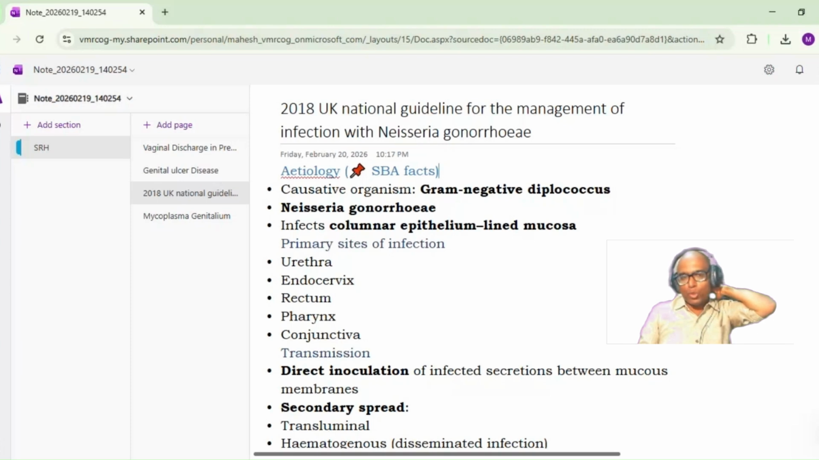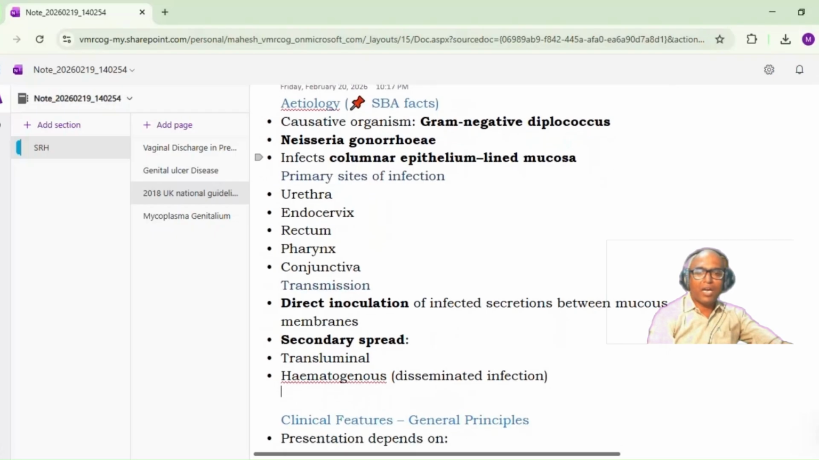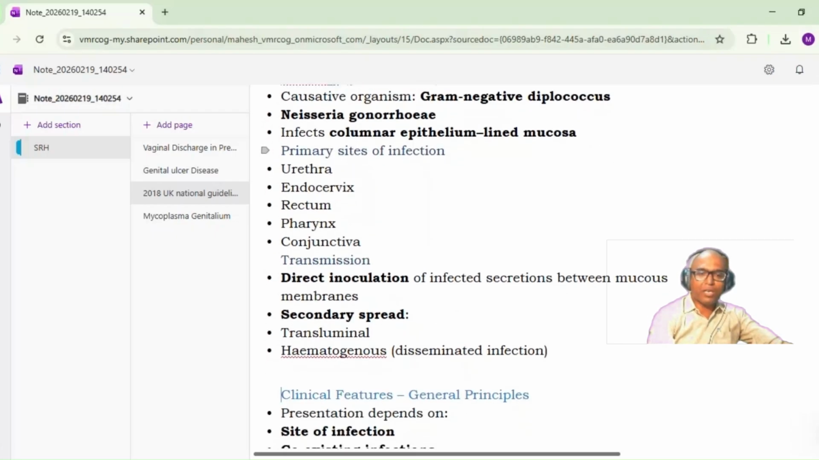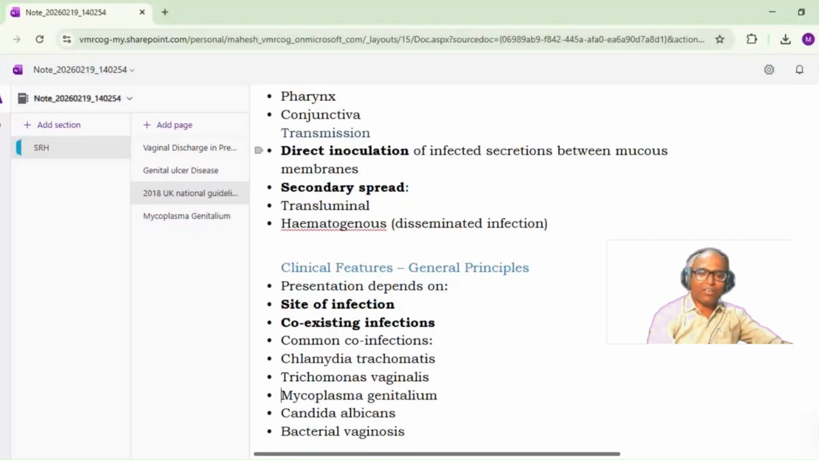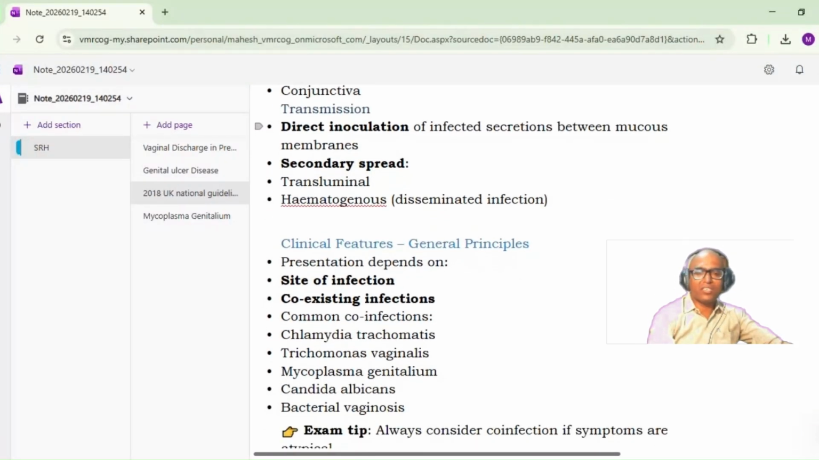columnar epithelium lined mucosa. Primary sites of infection are the urethra, endocervix, rectum, pharynx, and conjunctiva. The rectum and pharynx are not very common, but they are also sites of infection, especially in patients who are MSM, men having sex with men. Transmission is by direct inoculation of the infected secretion between the mucous membranes, and spread is by transluminal or hematogenous spread.